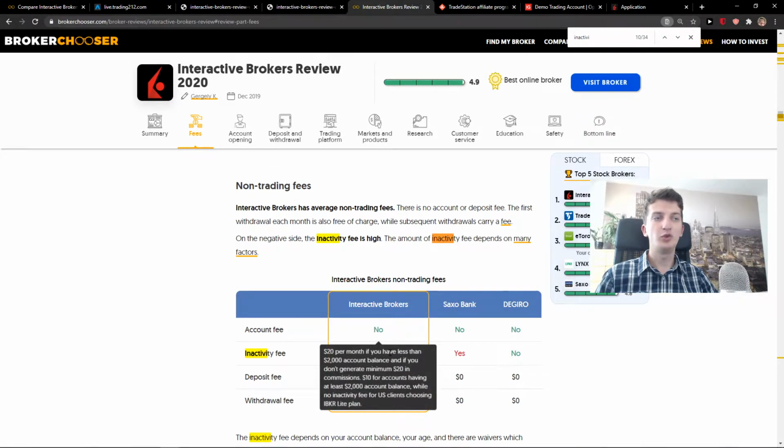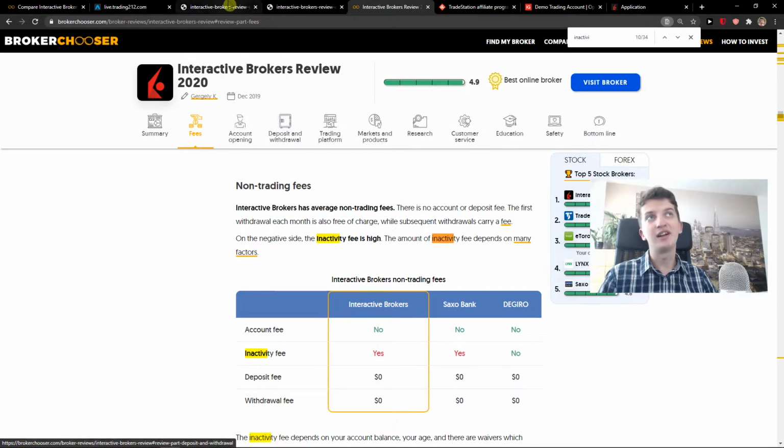$20 per month if you have less than $20,000 account balance and you don't generate a minimum $20 commission, $10 for accounts having at least, like, what the hell? It's huge. The fee is huge in my opinion. So you need to deposit at least those 5k to your Interactive Brokers if you want to be there.